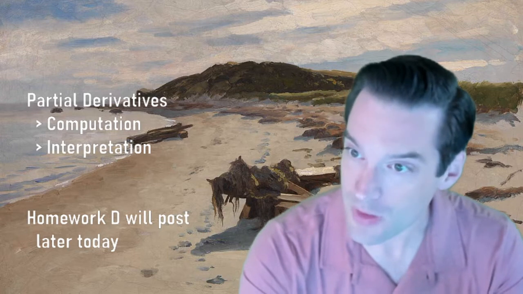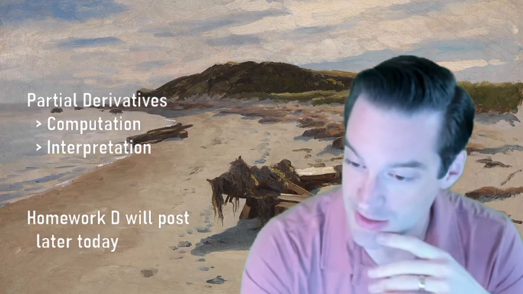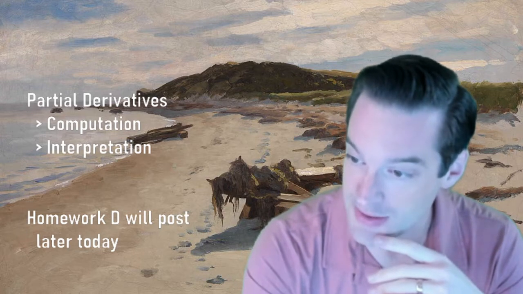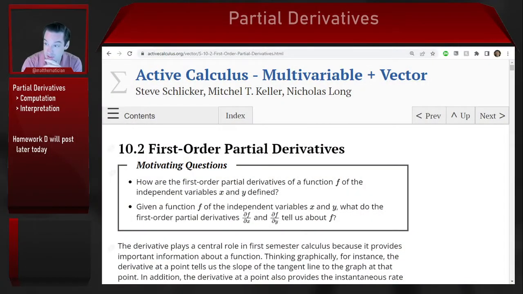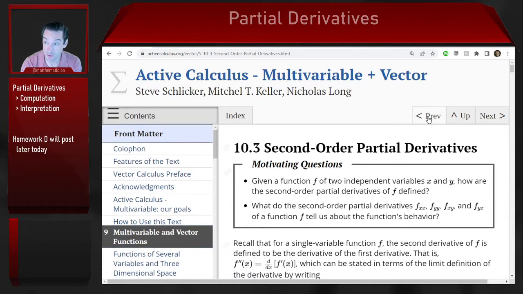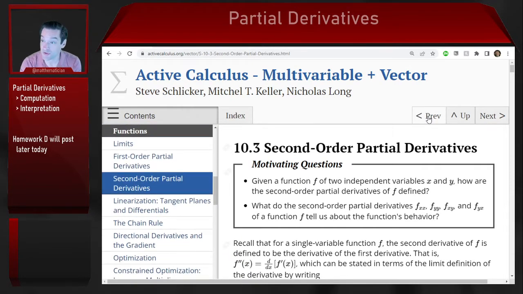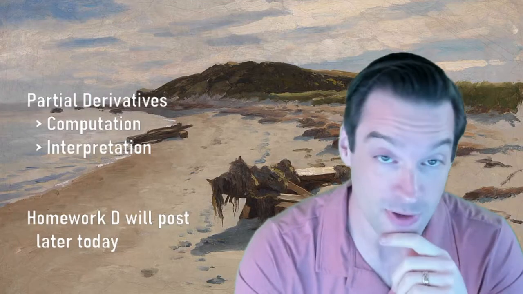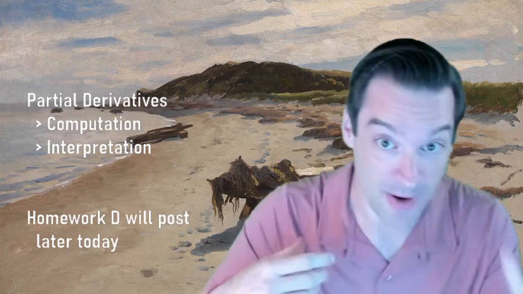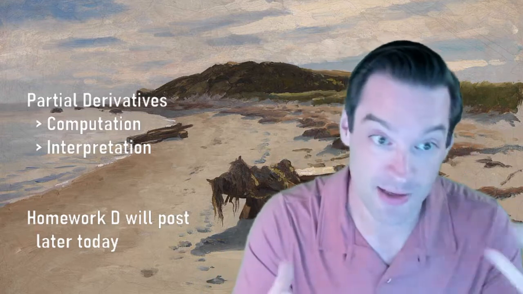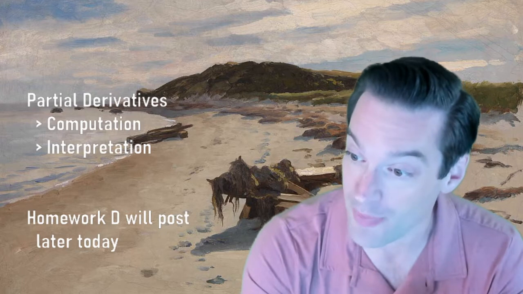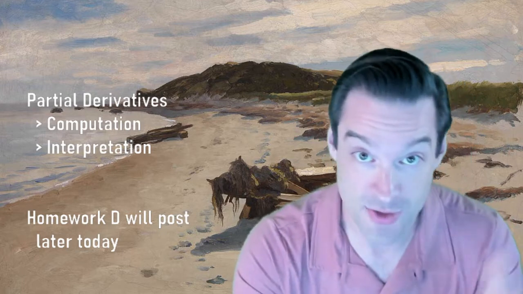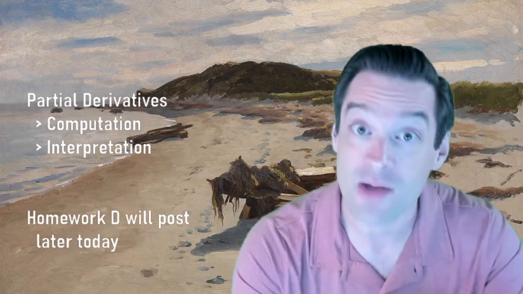Our textbook treats first partial derivatives and second partial derivatives as separate sections. So 10.2 is the section on first order partial derivatives. 10.3 is the section on second order partial derivatives. For our purposes, I'm treating first and second order partial derivatives as all part of the same set of goals for us. So there's not a separate goal for computing second partial derivatives compared to first partial derivatives, or interpreting second in terms of interpreting first. But in the textbook, they've separated it out into two sections just to pace the conversation a little bit.